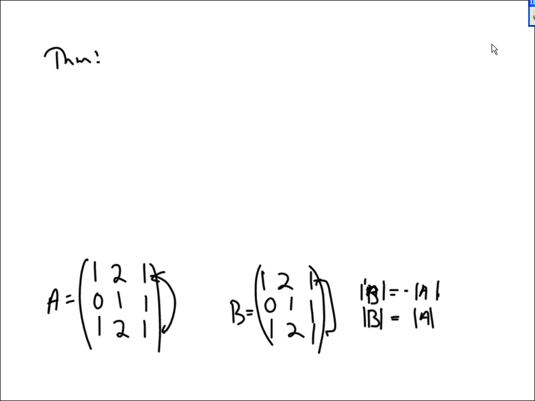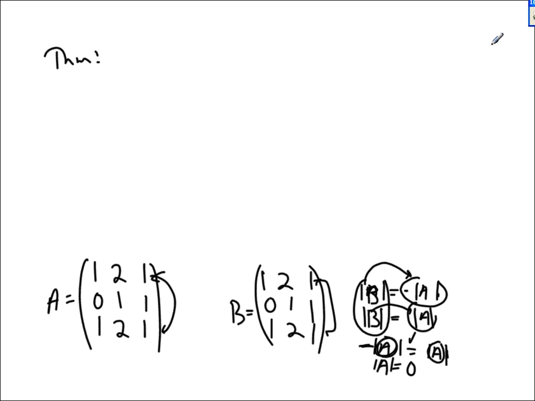So I have that the determinant of B is equal to negative the determinant of A, and the determinant of B equals the determinant of A. Since they both equal the determinant of B, they must be equal to one another. And there's only one way out, and that's if the determinant of A is 0. Negative 0 is equal to 0. But negative 5 doesn't equal 5.